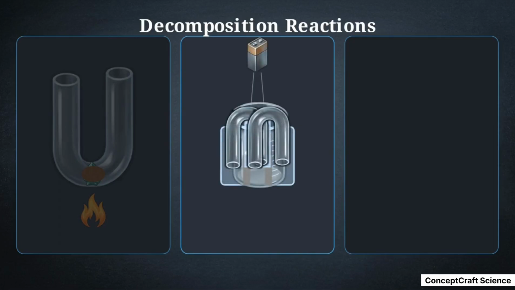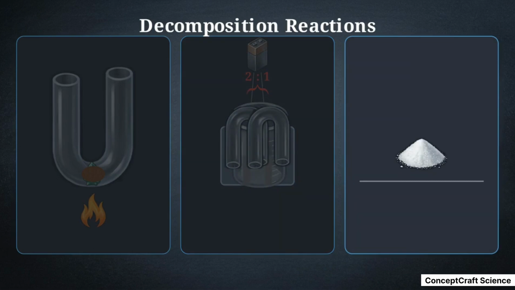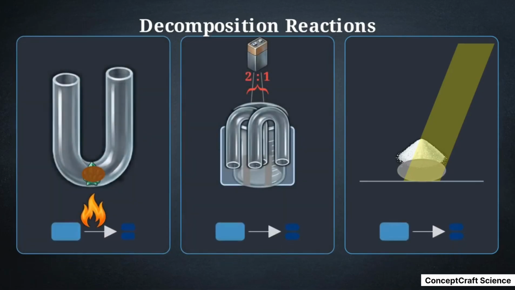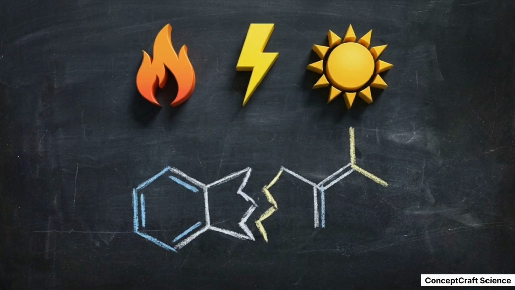In the second panel, we use electricity to decompose water. This results in a specific 2-to-1 ratio of hydrogen to oxygen gas, reflecting the composition of the original water molecule. The final panel shows photolytic decomposition, where light energy is used to break silver chloride down into silver metal and chlorine gas. Whether it uses heat, electricity, or light, decomposition is the active dismantling of chemical bonds.